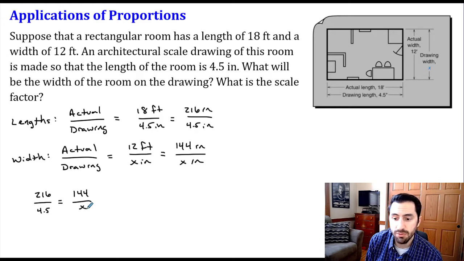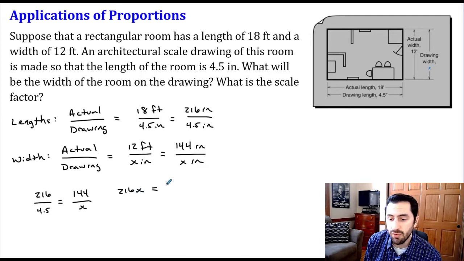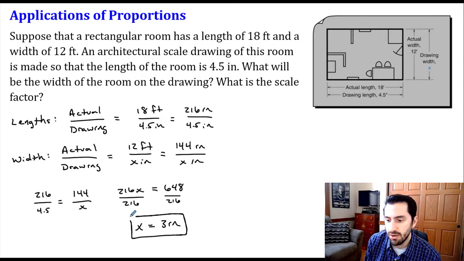Notice I didn't include my units of measure here. I have inches on top and bottom, so I don't need to put them anymore. Now to solve this, we can use our cross products, so multiplying diagonally. So that's going to be 216 times x, and then 144 times 4.5, that's 648. And then to finish up, dividing both sides by 216, we end up with the width of our drawing is 3 inches. So here's our unknown measurement.